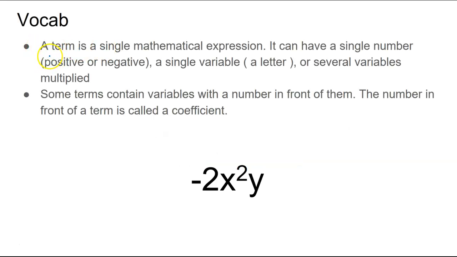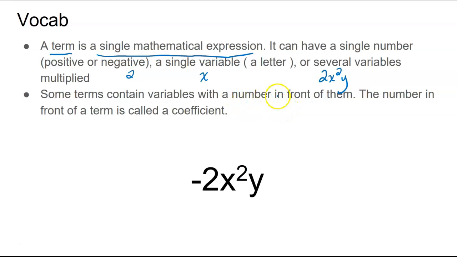First, some vocab. A term. A term is a single mathematical expression. It can have a single number, like 2 is a term, a single variable, like x is a term, or several variables multiplied, like 2x squared y is a term.